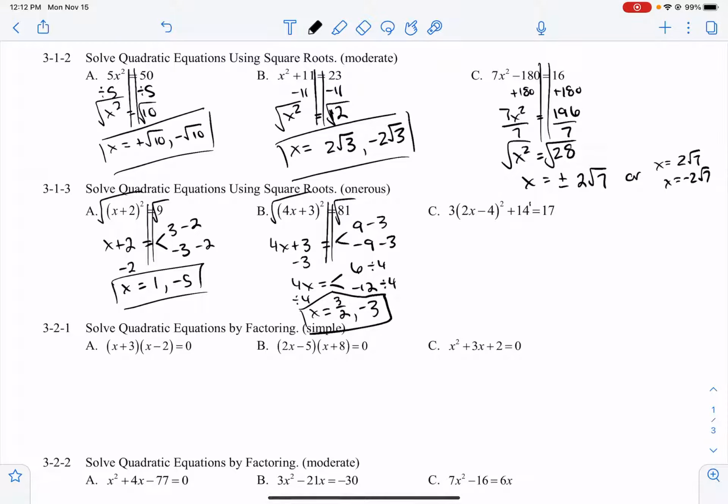Part C, yikes, this one has a lot going on inside and outside the parentheses. So let's start on the outside. Minus 14, minus 14. That is a minus and a 14, not a plus and a 4.